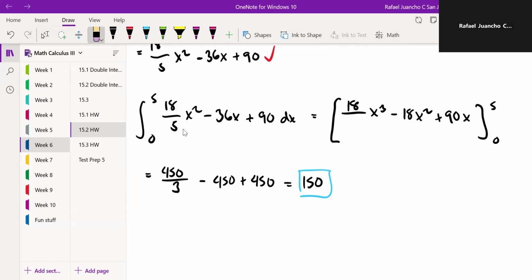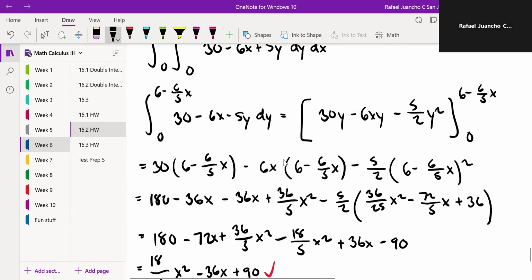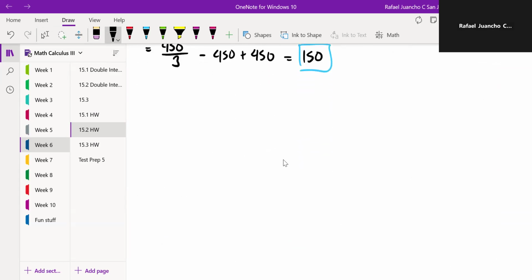I erased all of that. So that's the idea of that. Okay, we have a couple more. 11, 12, 13, 14. I have 4 more. Let's just do all of them and then call it a day.